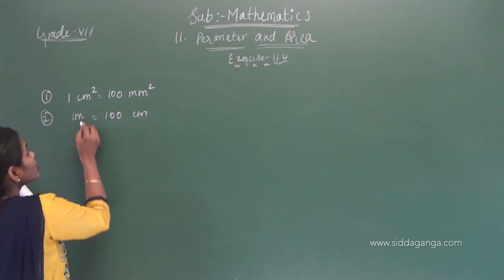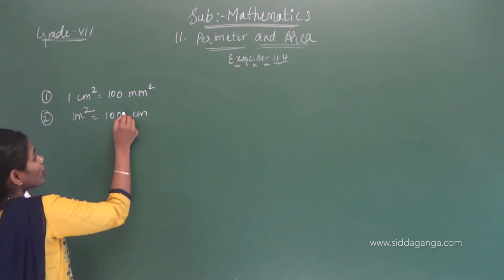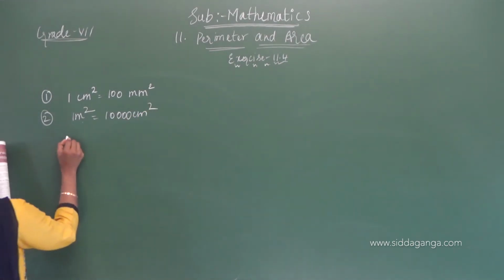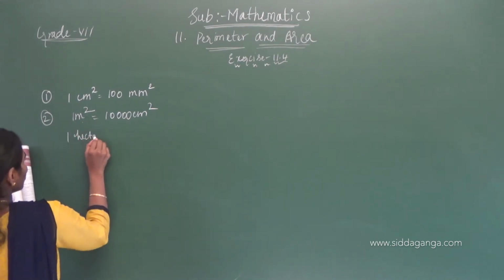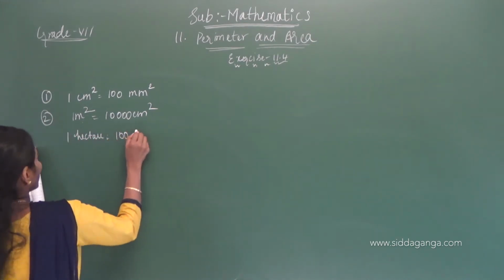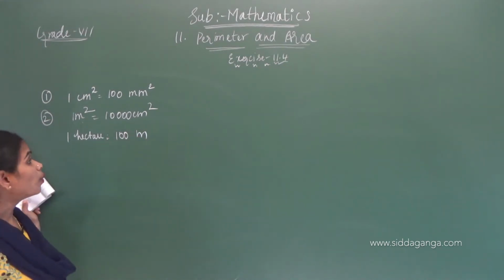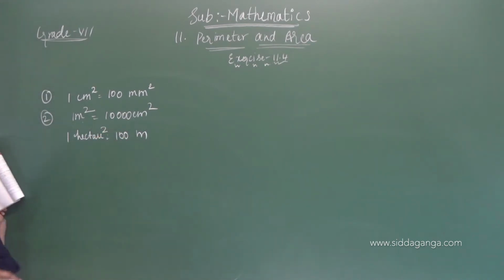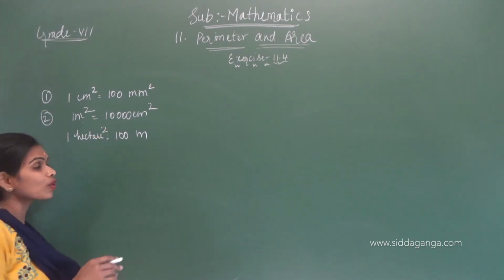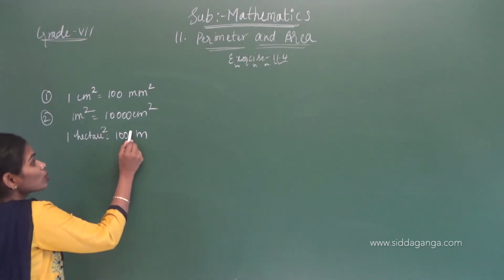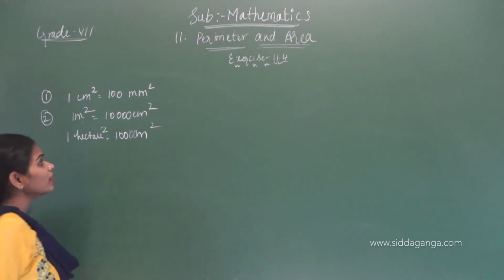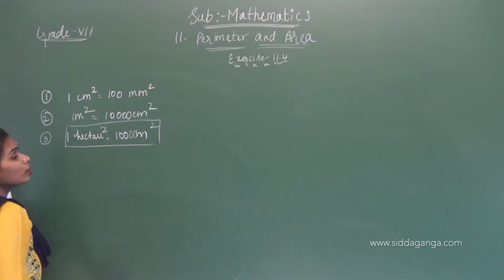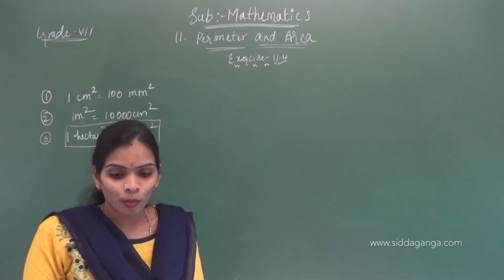Then 1 meter equals to what? 100 centimeter. So 1 meter square equals 10,000 centimeter square. We all know 1 hectare equals 100 meter, correct? In the units of area we are taking the square units, that's why 1 hectare square equals 10,000 meter square. This formula we use when converting meters into hectares in exercise 11.4 first problem.